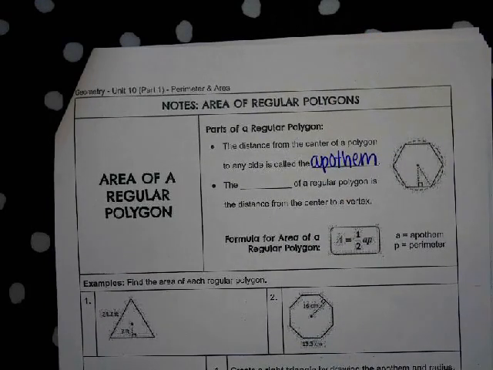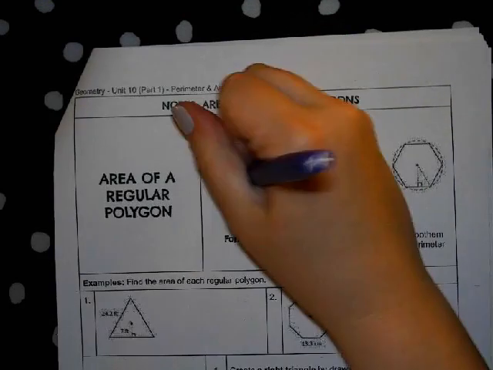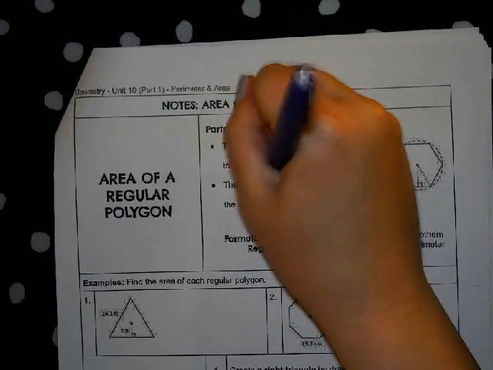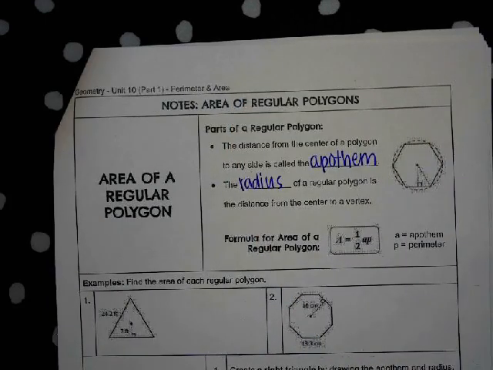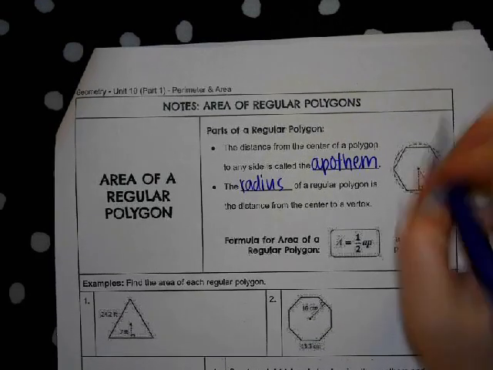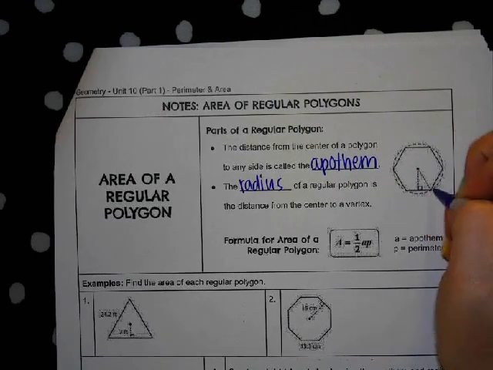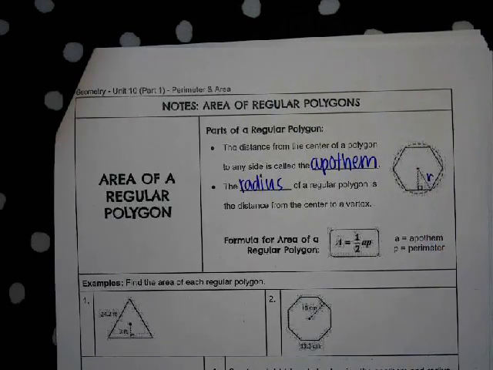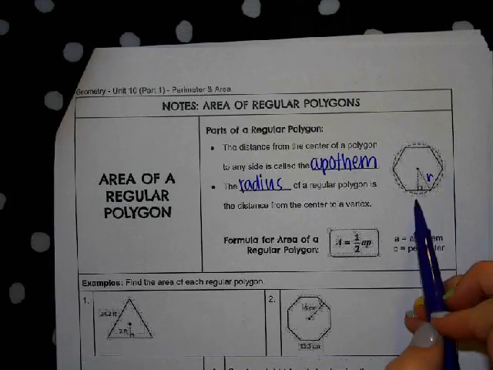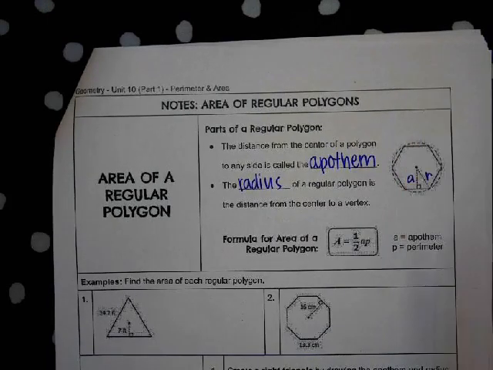Now the distance from the center to a vertex, that is your radius. You're used to seeing that in a circle, but you can also have a radius in any polygon. That is from the middle to a point. The apothem is from the middle to a side. So if you look in this figure over here, from the middle to a point, that is your radius. From the middle to a side, that is your apothem.